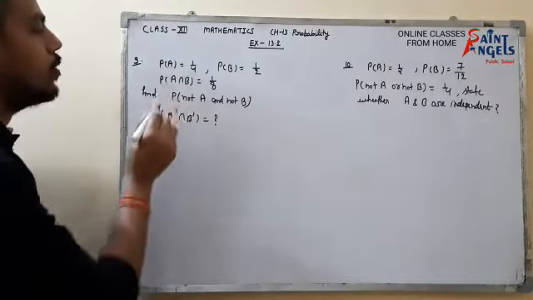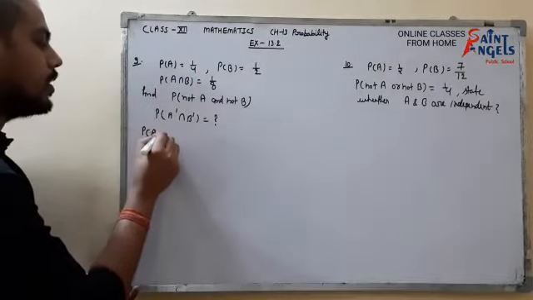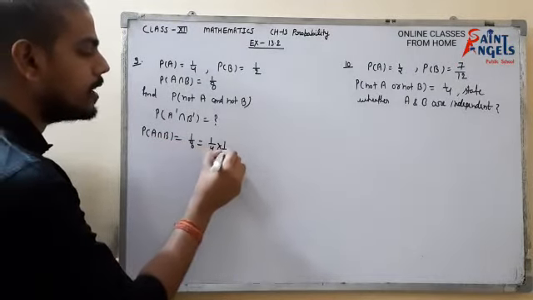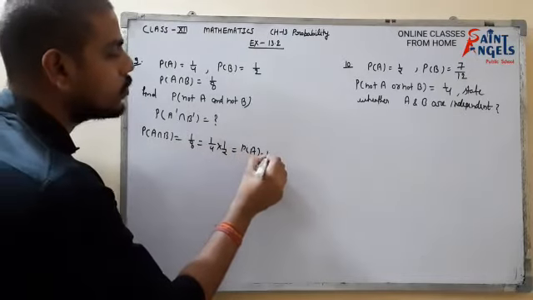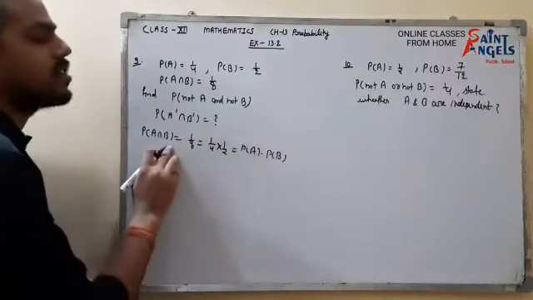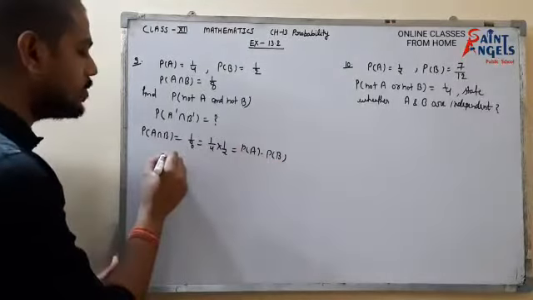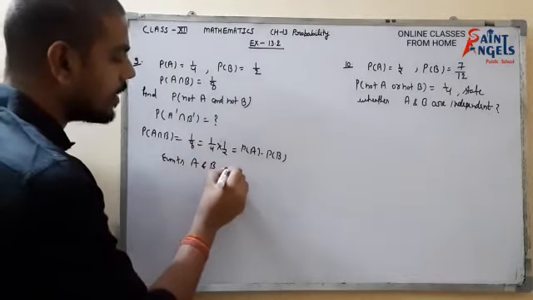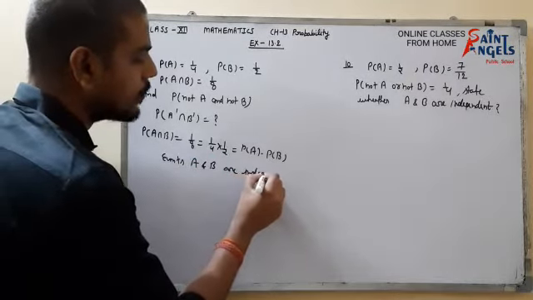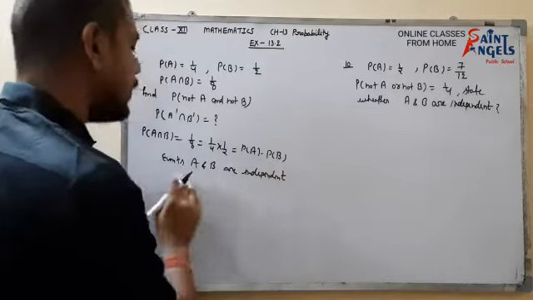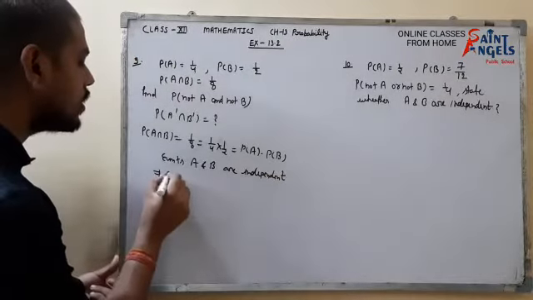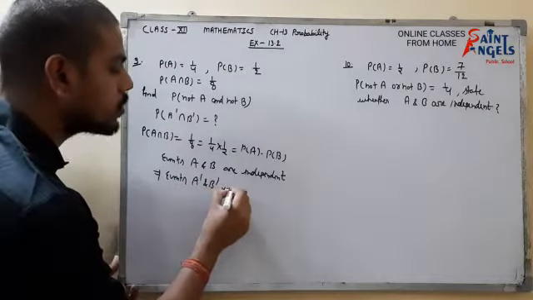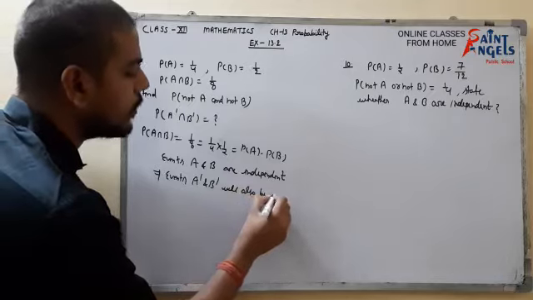Okay. So first of all, one thing is very clear from here: P(A intersection B) is 1 by 8, which is equal to 1 upon 4 into 1 by 2. It means P(A) into P(B). So P(A intersection B) is equal to P(A) dot P(B). It means events A and B are independent. And if events A and B are independent, it implies that events A naught and B naught will also be independent.